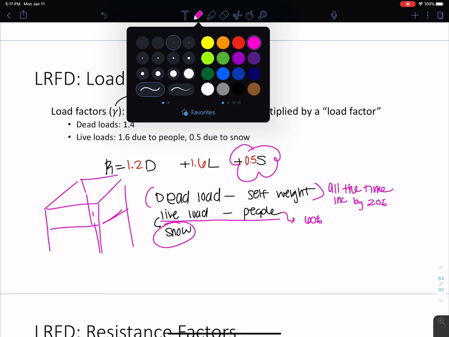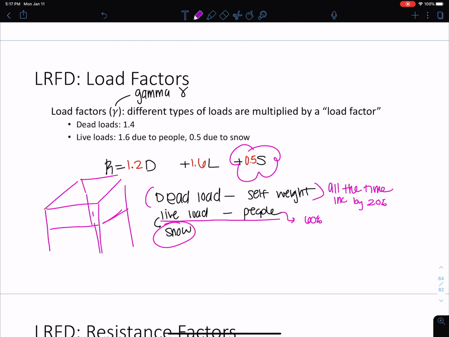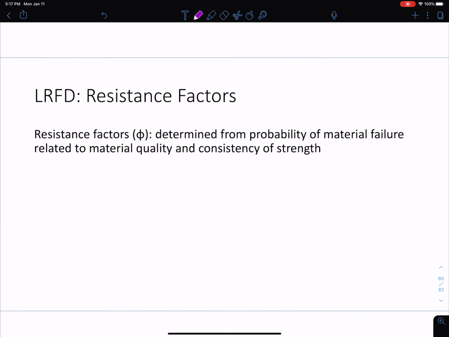But we've done a lot of probabilistic scenarios in the code and a lot of simulations to say that this is a highly unlikely event that all of these will happen together, so we're going to kind of leverage these, okay? Next here, we have resistance factors.